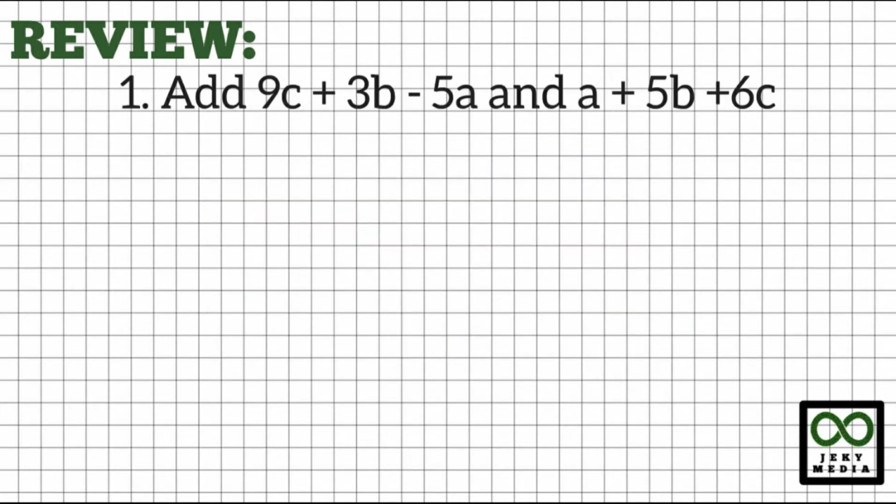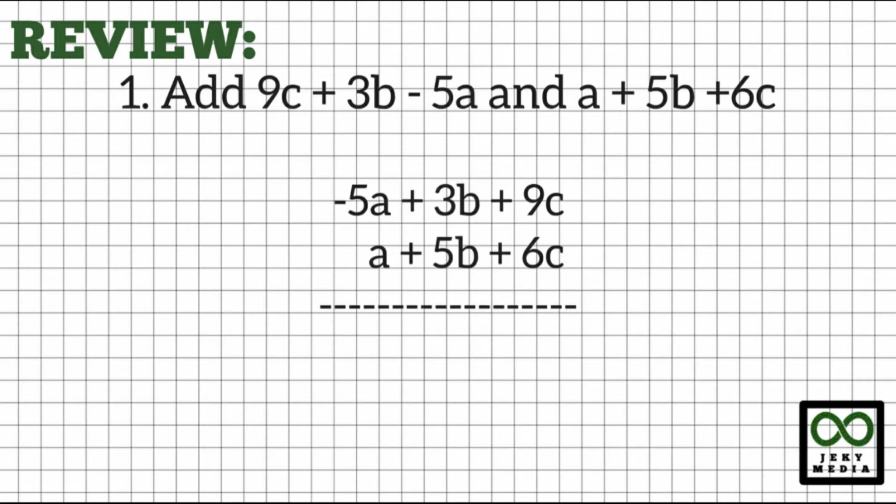Add 9c plus 3b minus 5a, and a plus 5b plus 6c. Let's arrange first the terms in the first polynomial alphabetically. We have negative 5a plus 3b plus 9c. Copy the second polynomial, a plus 5b plus 6c. Now, let's add the terms with the same variable.